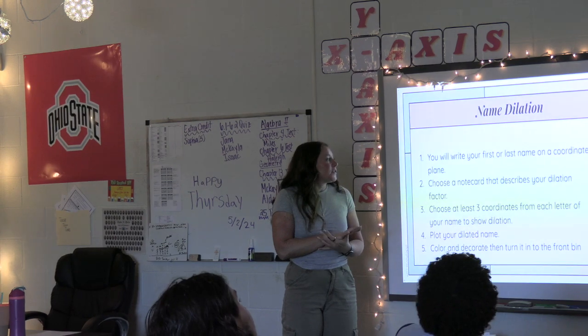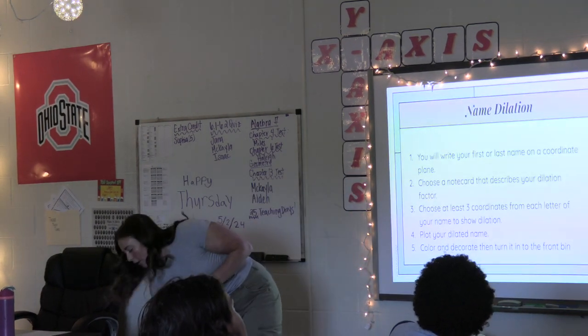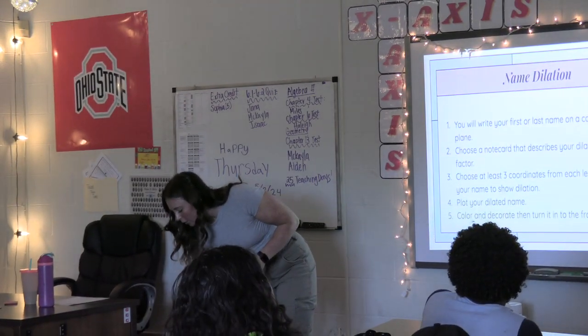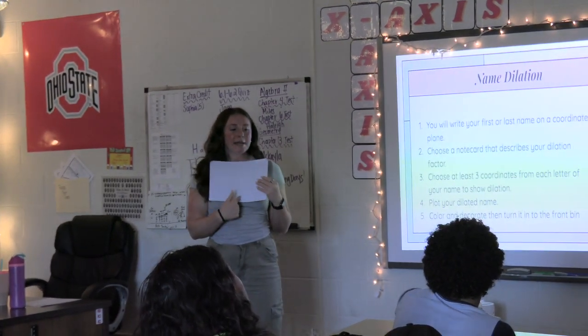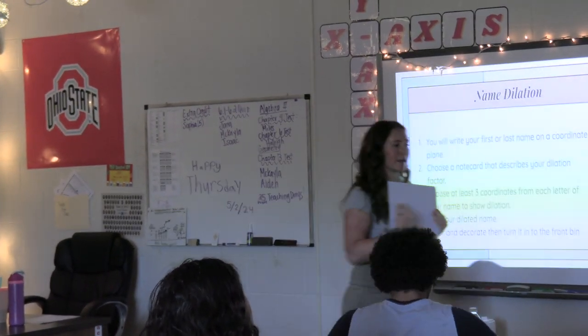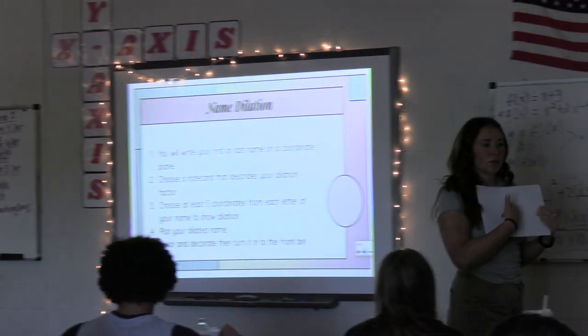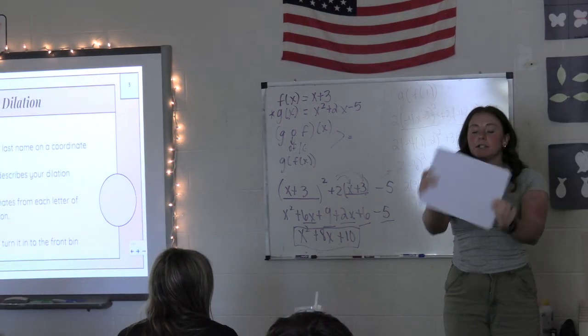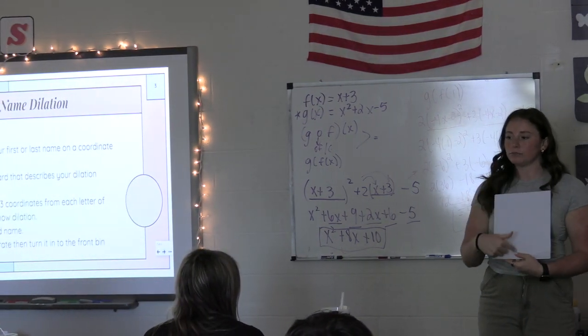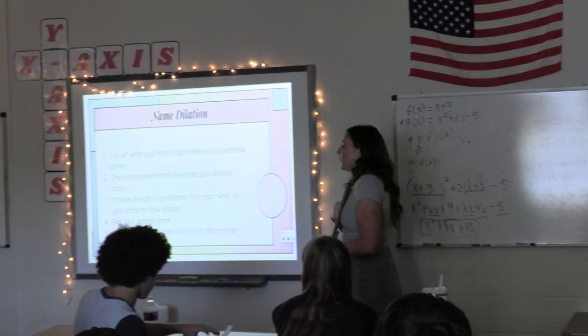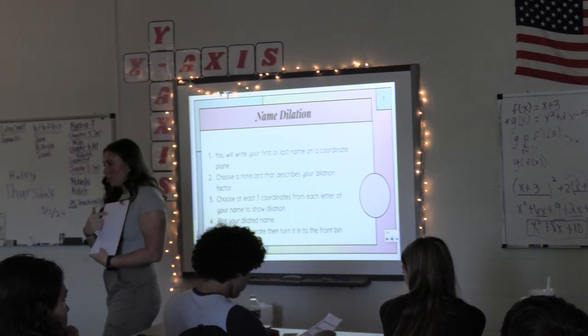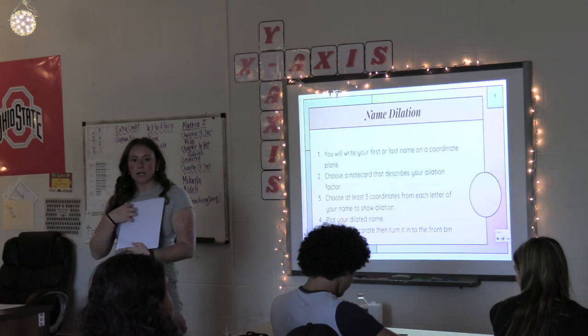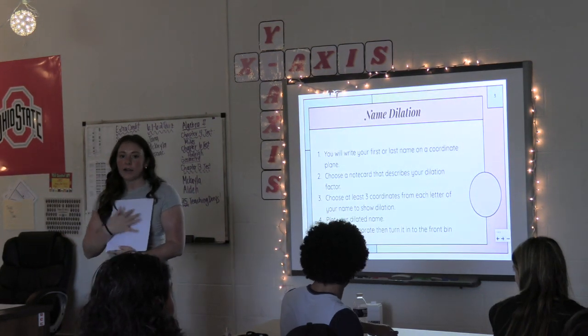You are going to write your first or last name on a coordinate plane. So I'm going to be handing out some graph paper in a little bit. You're going to have to make a coordinate plane. So what I mean by coordinate plane, you're going to have an x-axis and a y-axis. You can choose to do it horizontally or vertically, up to you. Okay? After that, you are going to write your name out. You can choose where you want it. You can have it up here, down here. You can have it anywhere on the axis.